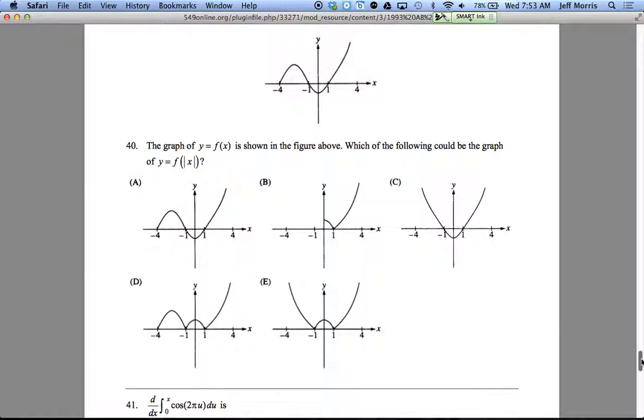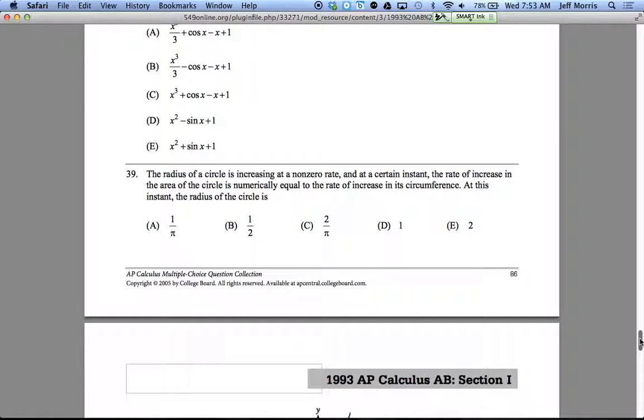This next one, the graph of y equals f(x). Sorry, I'll have to look at it later. Just a quick analysis on that: the rate of circumference equals the rate of area. So 2 pi r equals 2 pi, because you divide out the 2 pi's and you get r equals 1. But it's the rate of circumference. So what is dC/dt? It's 2 pi times dr/dt, right?